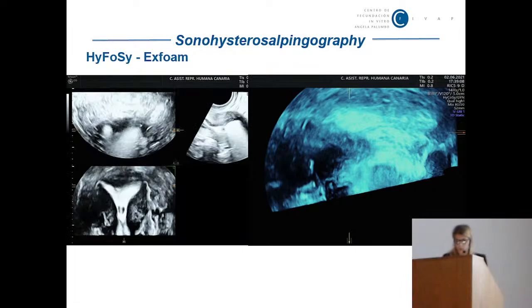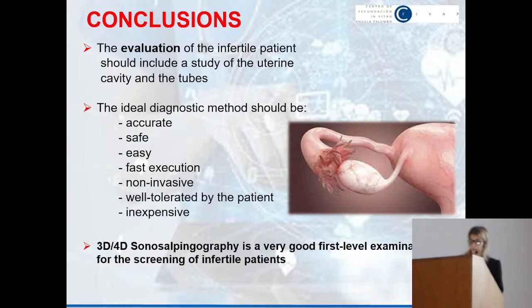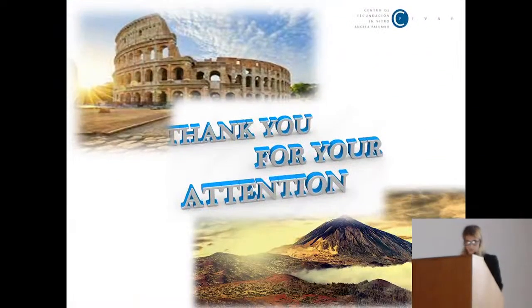In conclusion, we know that the evaluation of the infertile patient should include a study of the uterine cavity and tubes. The ideal diagnostic method should be accurate, safe, easy, fast to execute, non-invasive, well tolerated by the patient, and inexpensive. And 3D, 4D sonosalpingography is a very good first-level examination for the screening of infertile patients. Thank you for your attention.